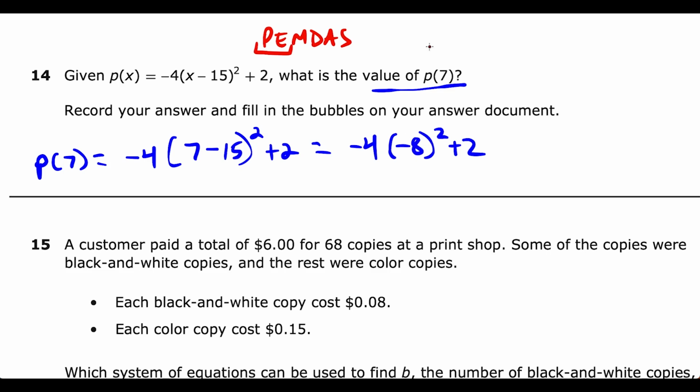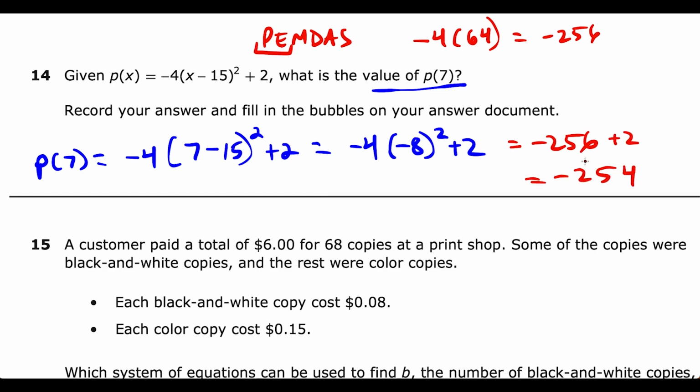And then if I do positive 64 times the negative 4 in front, let's just see, I would just do times 2 if I was doing this in my head, and that would be negative 256. So I would have negative 256, and then I'm just adding 2 at the end. So this would work out to negative 254.